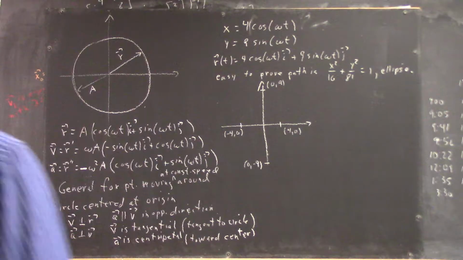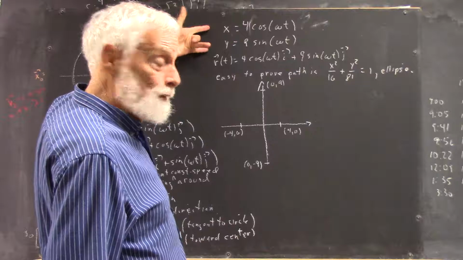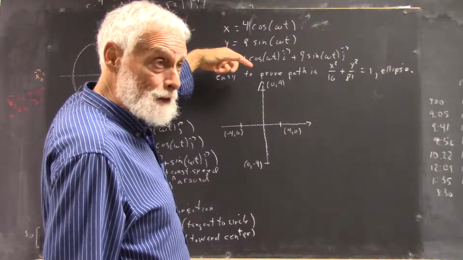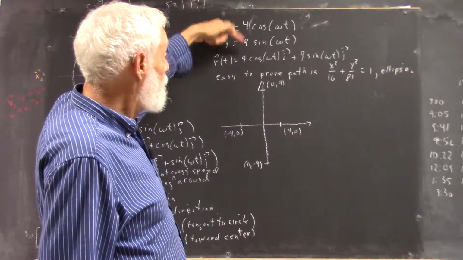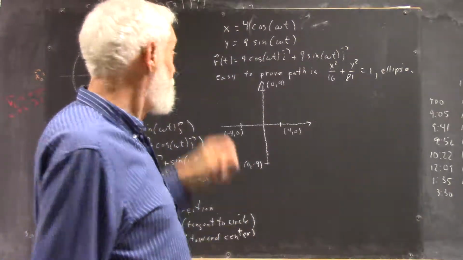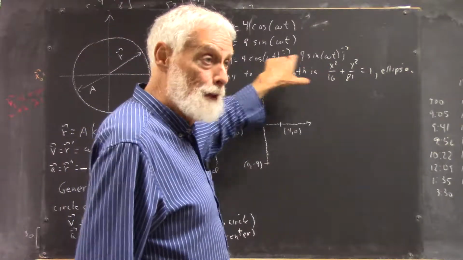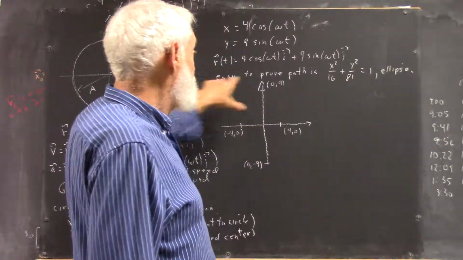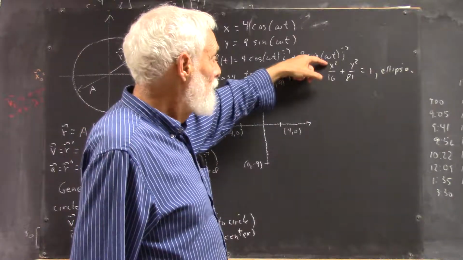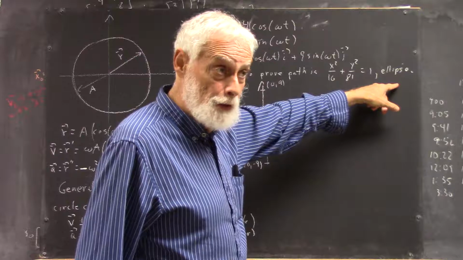So now we're going to look at this set, which is just like the other one, except I'm just using omega, okay? And we got 4 here and 9 here. Now people guess, well, that's going to give you an ellipse, and that's correct. Easy to prove. So if r of t is this, x i plus y j basically, it's easy to prove that your path is x squared over 16 plus y squared over 81 equals 1, and that path is an ellipse.